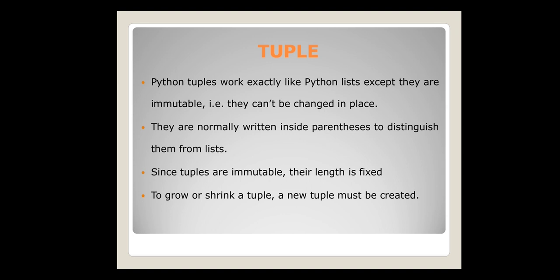Next data structure is tuple. Python tuples work exactly like Python lists, except they are immutable. They can't be changed in place. They are normally written inside parentheses to distinguish them from lists. Since tuples are immutable, their length is fixed. They do not grow and shrink like a list. To grow or shrink a tuple, you need to create a new tuple.